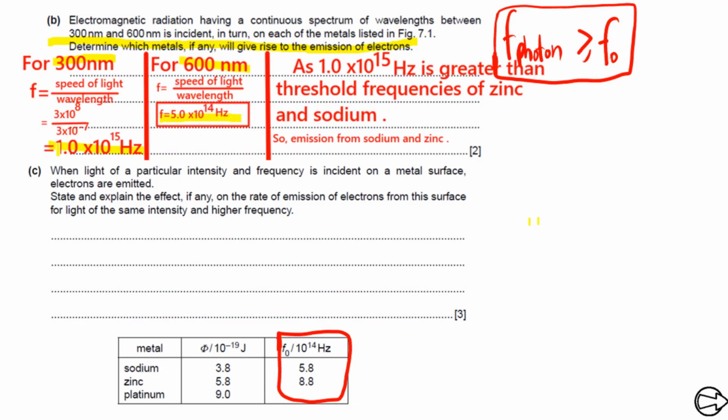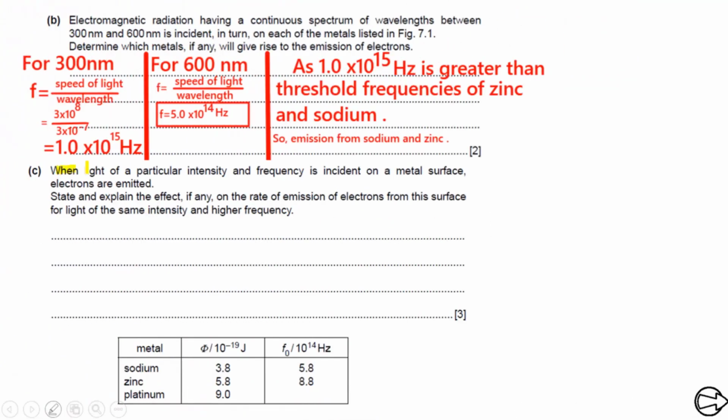If we look at this frequency, 1.0 times 10 to the 15, this frequency is lower than the frequency of platinum, because the frequency of platinum we have calculated was equal to 1.4 times 10 to the 15. But this frequency is greater than the frequency of sodium and also greater than the frequency of zinc. So it simply means that photoelectrons will be emitted from sodium and zinc. So this is how we can answer this question.